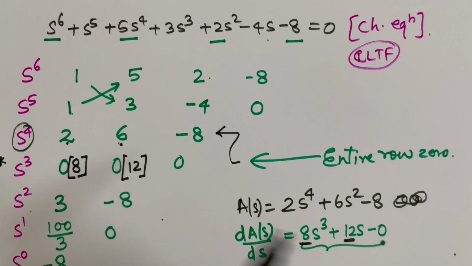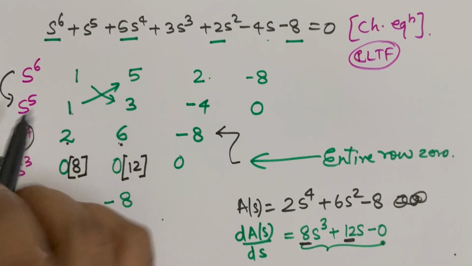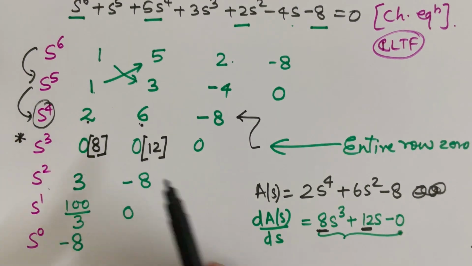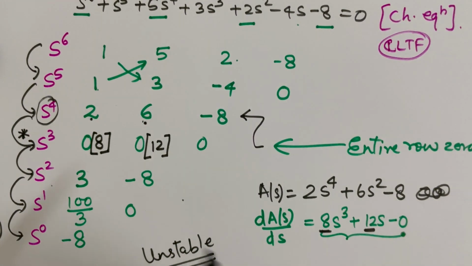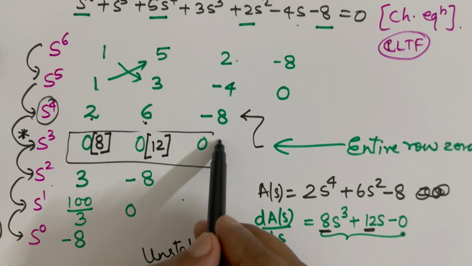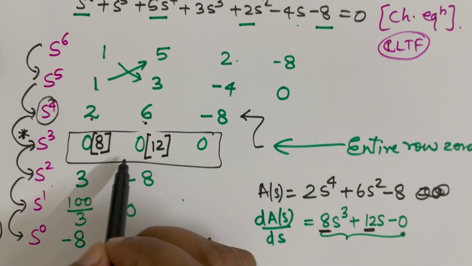So now see the sign change. No sign change. From 2 to 8, no sign change. From 8 to 3, no sign change. No sign change. And there is one sign change over here, because from positive it is becoming negative. So this system is unstable. So this was the special case where we have one row having the entire term as 0.